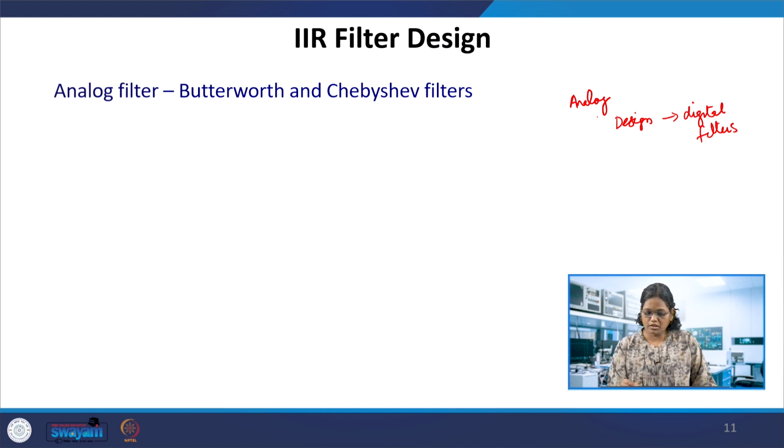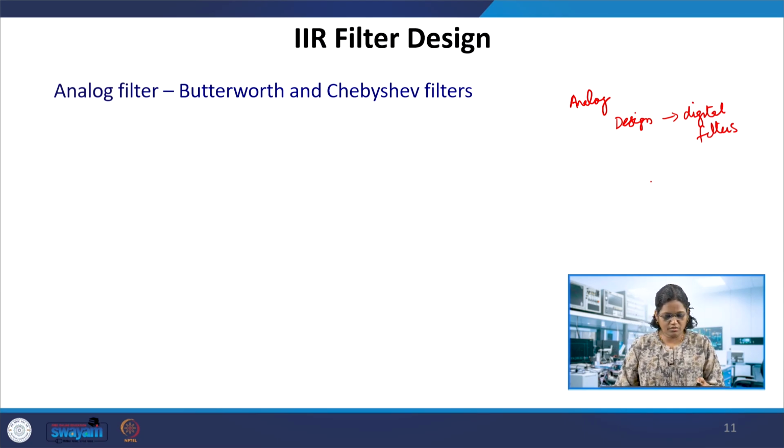Or the specifications given in analog are directly converted to equivalent specifications in the digital domain, and then the design is done in the digital domain. That is another form of designing digital filters. Also, we can use frequency transformations. For example, a low pass filter is designed and then converted into a high pass filter, or from low pass to band pass and band reject. So that is another way of getting the filter designs.